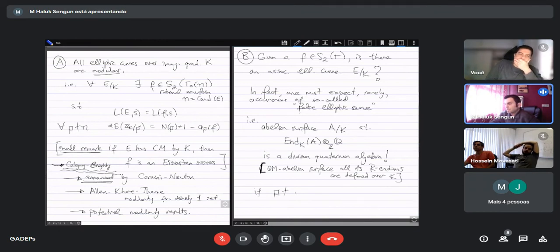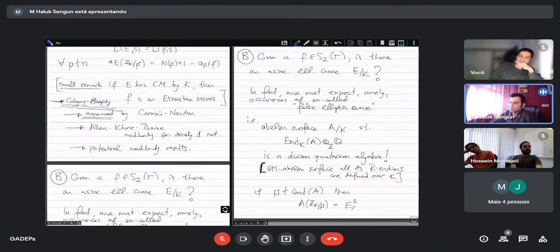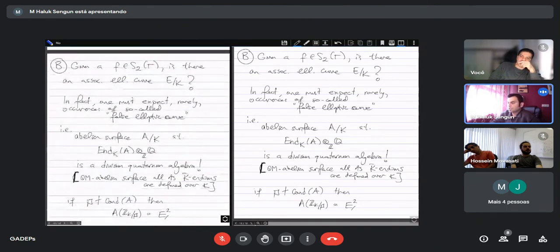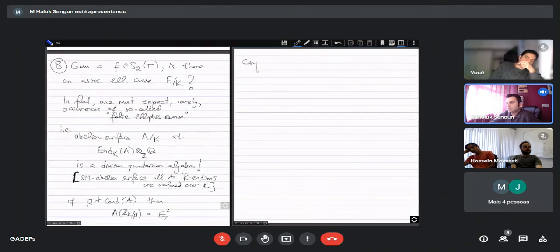In the 70s, I believe. So the point is that if P doesn't divide the conductor of such an abelian surface, then A modulo P, if you look at this abelian surface over the residue field, will actually be the square of an elliptic curve over that residue field. So modulo P at all the good primes, this abelian surface acts like the square of an elliptic curve. And that's why a lot of people call it a false elliptic curve.